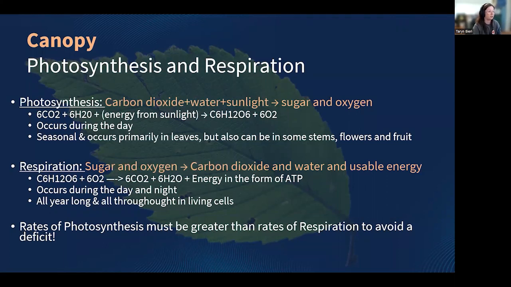So during the day, the tree is photosynthesizing and respiring, and during the night, it's only respiring. So it's important for the health of the tree that the rate of photosynthesis is greater than the rate of respiration, so enough sugar can be produced to support the demand of respiration, even in the dormant season.